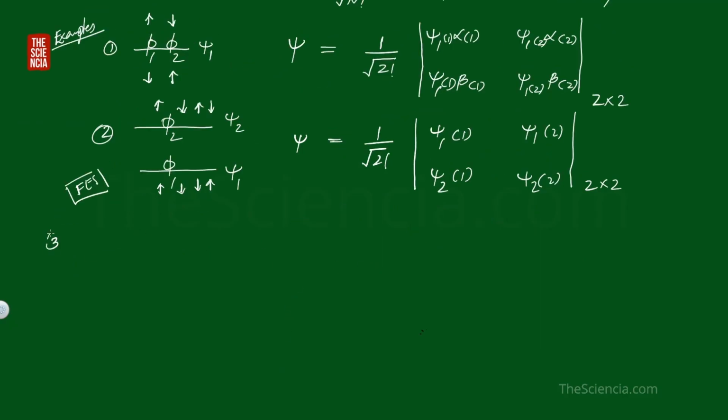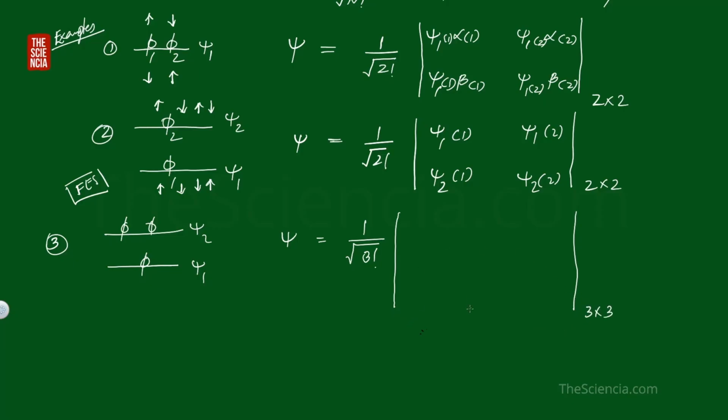Third example problem. That is, there are 2 states, psi 1 and psi 2. In the state psi 1, 1 particle is there, and in the state psi 2, there are 2 particles. Now we have to write the Slater determinant for this one, that is 1 by root, the normalization constant will be number of particles factorial, that is 3 factorial here, into the determinant of, so this one will be a 3 by 3 determinant, right? Because there are 3 particles.